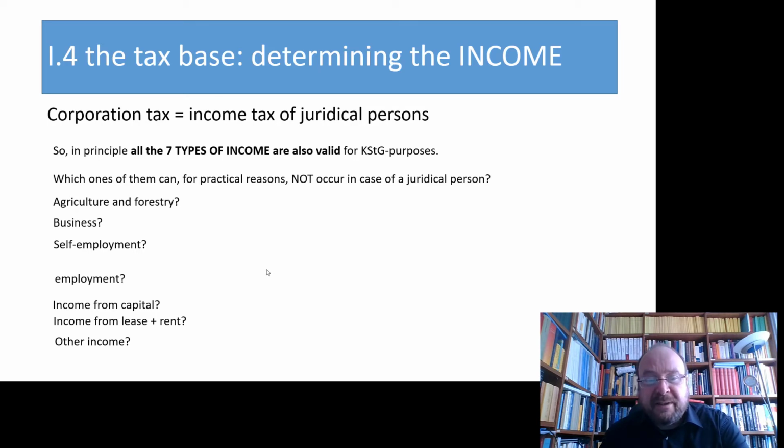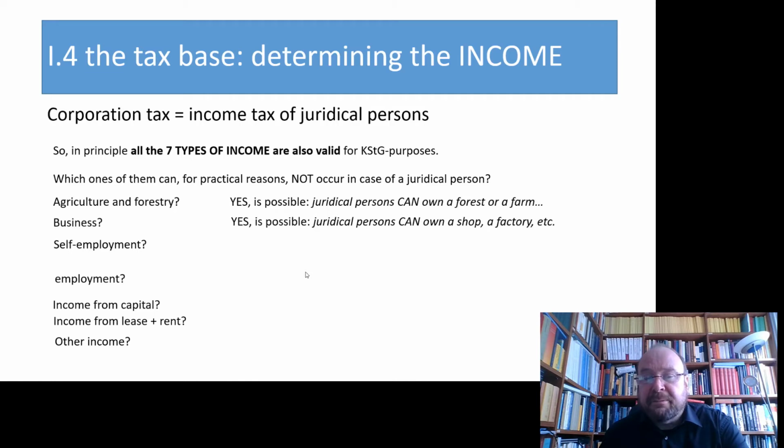Now, if we check that under the aspect of whether a juridical person can do it, well, agriculture and forestry, yes, a plain yes, a GmbH or a cooperative or so can own a forest or can own a farm, so that can be fulfilled. Business, yeah, naturally, a juridical person can own a shop, run a factory or so on. In most cases, they are even created to do that, so business can be done. Self-employment, you remember, self-employed income requires that the taxpayer takes a personal involvement in the working on that job.